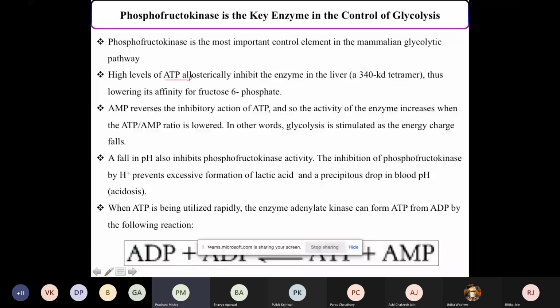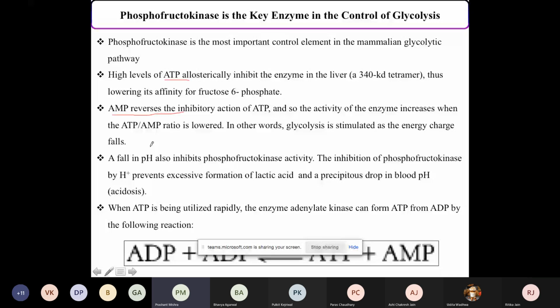So if there is a lot of ATP, what will happen? Phosphofructokinase will be inhibited. It makes sense? When there is a lot of AMP, that means energy has been utilized, whatever ATP reserve was there is over, so AMP will reverse the inhibition of ATP. What it means is that it is going to activate phosphofructokinase. It will become active. So the activity of phosphofructokinase is being regulated by the energy status of the cell. If more energy is present, it will be inhibited. If less energy is present, its inhibition is removed. So the activity of the enzyme increases when the ATP to AMP ratio is lowered, that means more ATP is being consumed. In other words, glycolysis is stimulated as energy charge falls. That makes sense because you need to synthesize more and more ATP under those conditions.